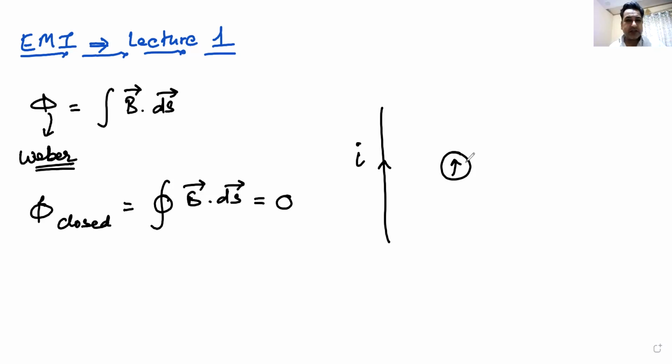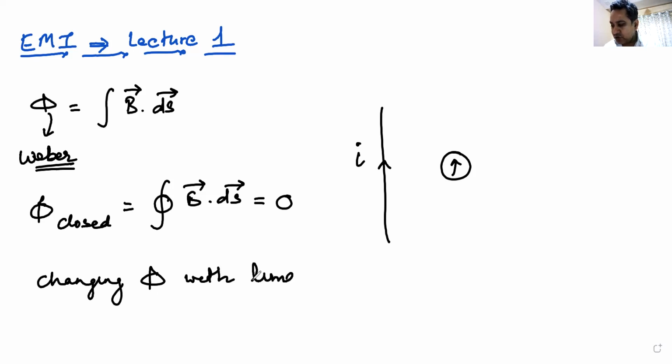A lot of experiments were done, and it was found out that changing magnetic field with time, or should I say changing magnetic flux with time, if you somehow change magnetic flux with time, you can create an EMF. An EMF is induced, and this EMF is induced until you keep on changing the magnetic flux with time.